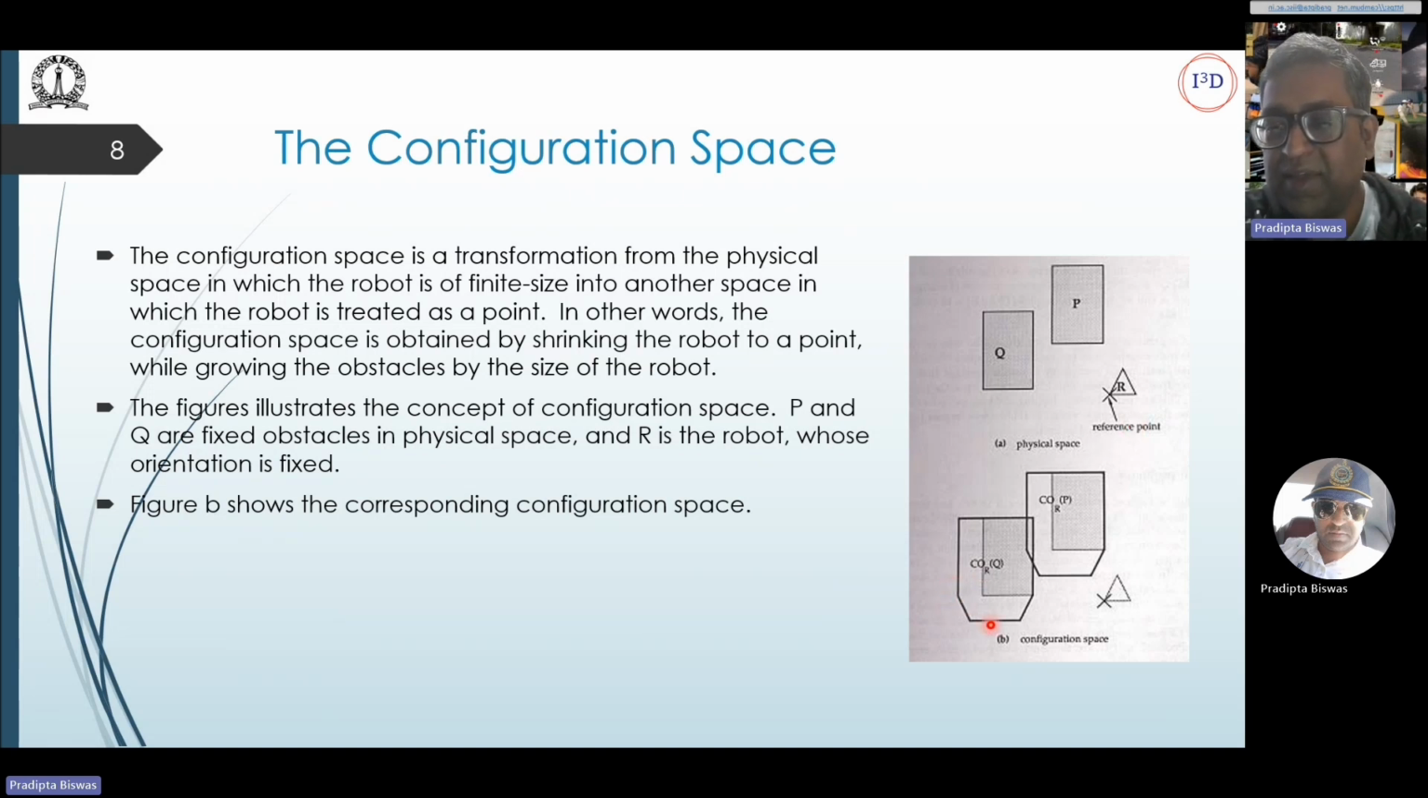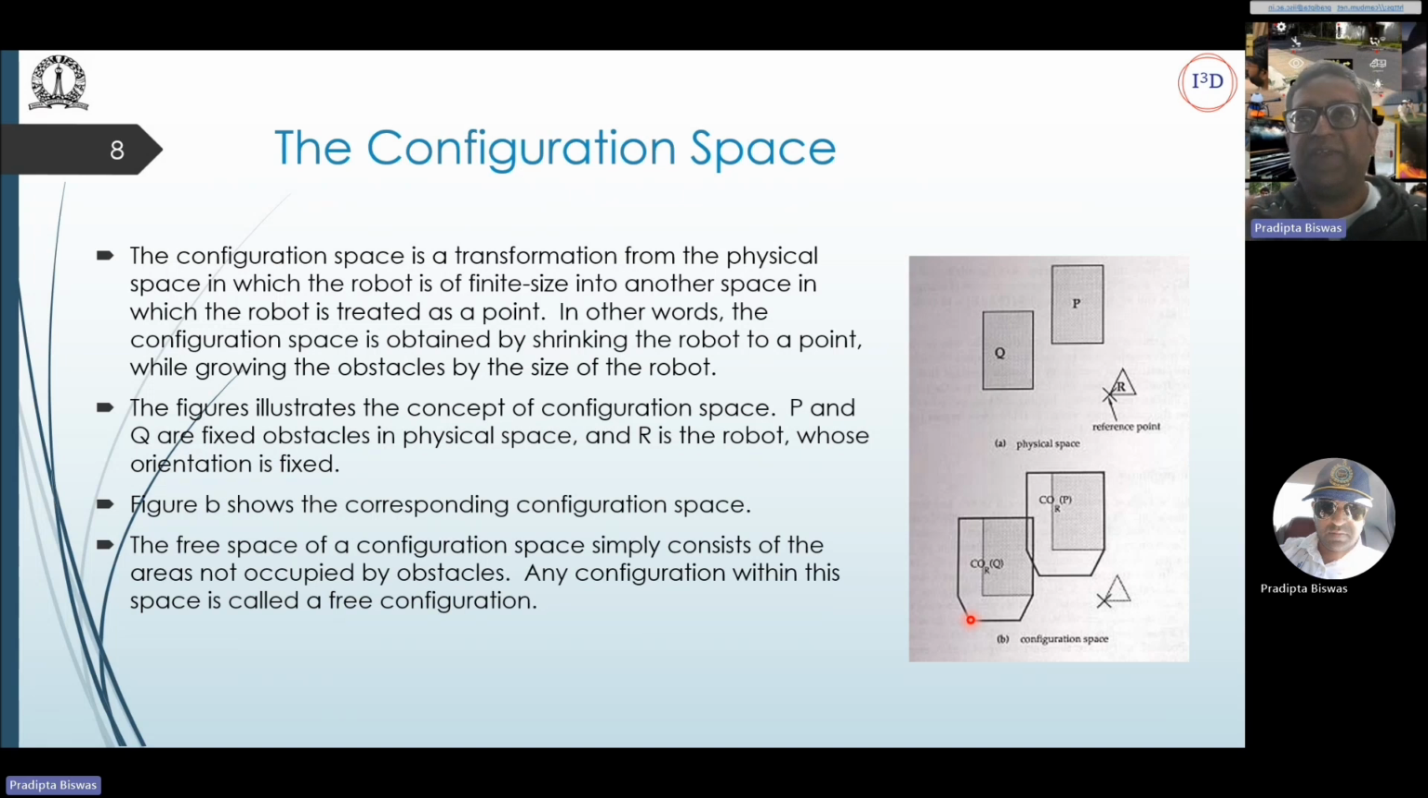You can see these inclined lines here, which are parallel to this line. You can notice that. The exact equations we will solve in the next lecture, but in this lecture you can just see how obstacles in physical space change their shape in the configuration space.